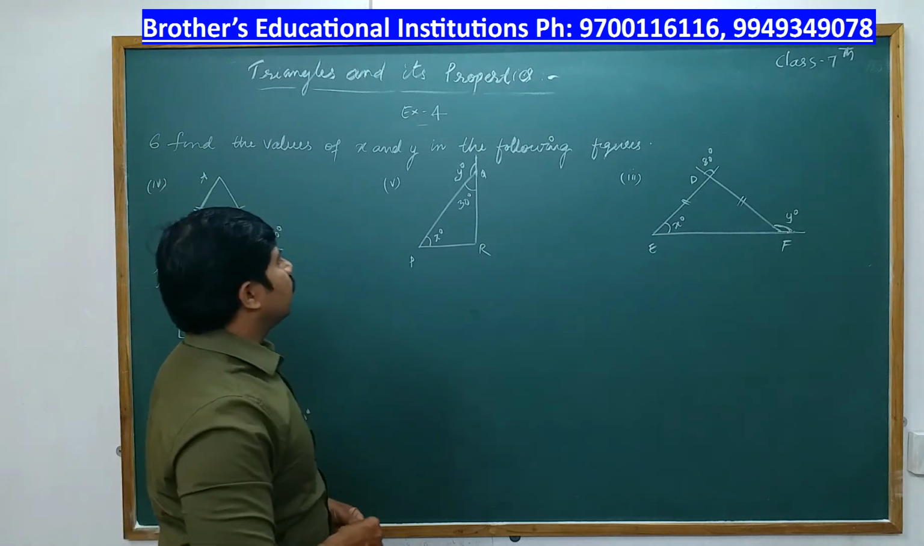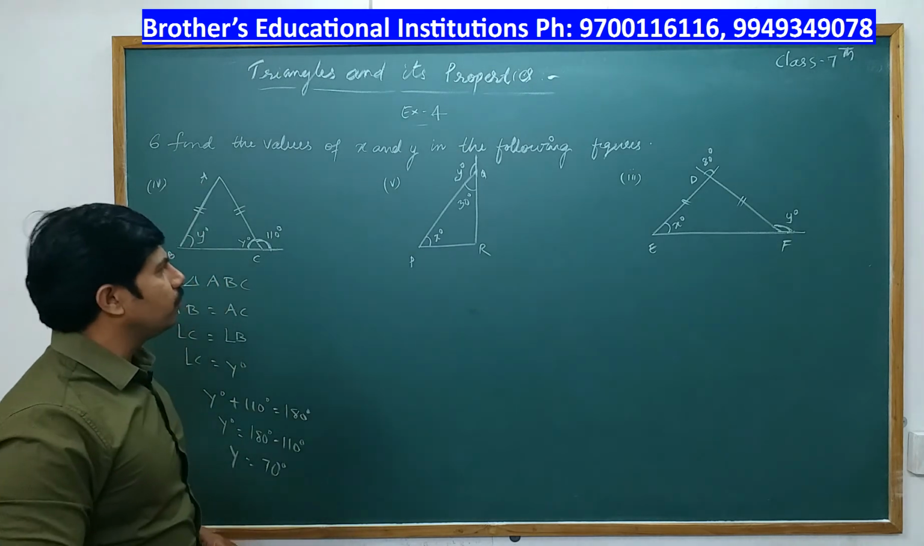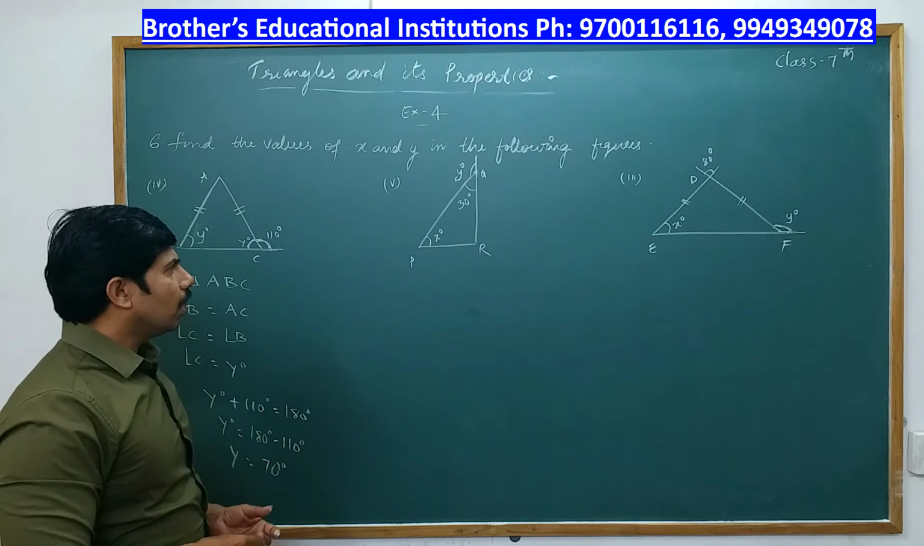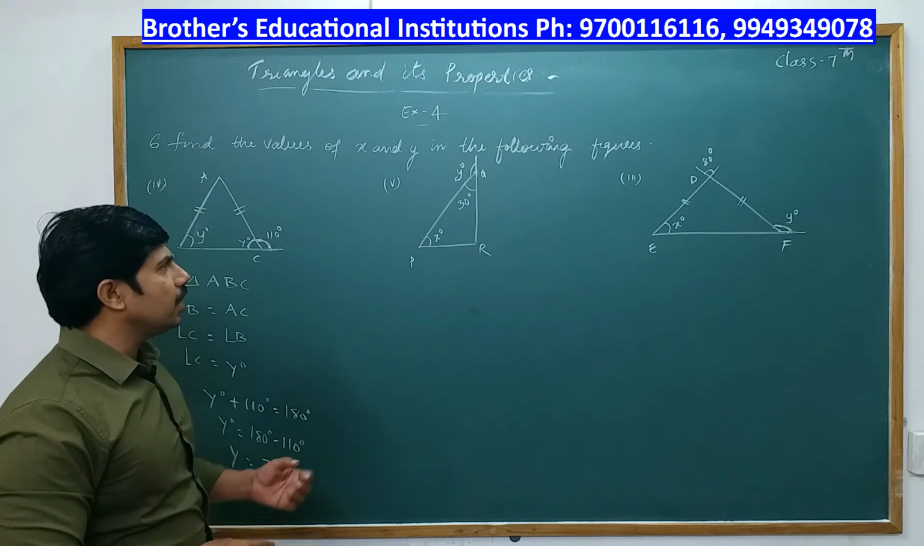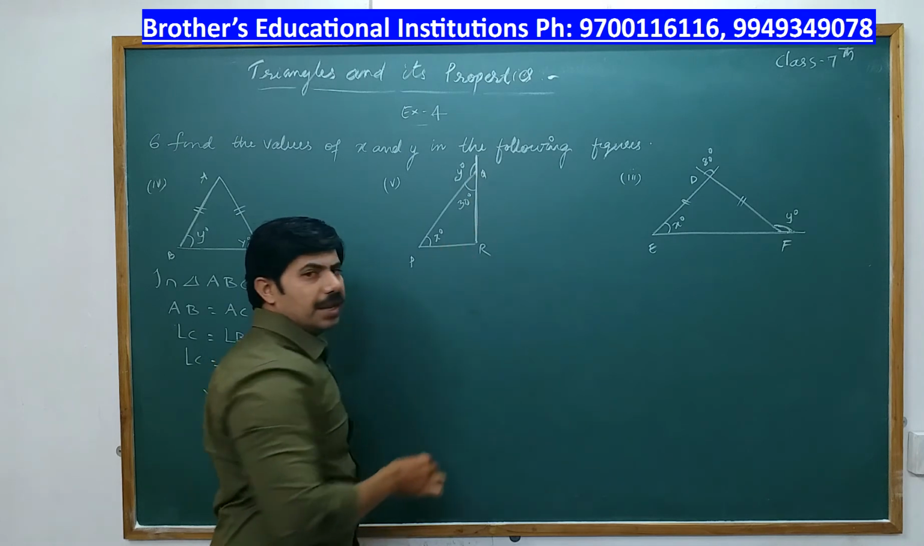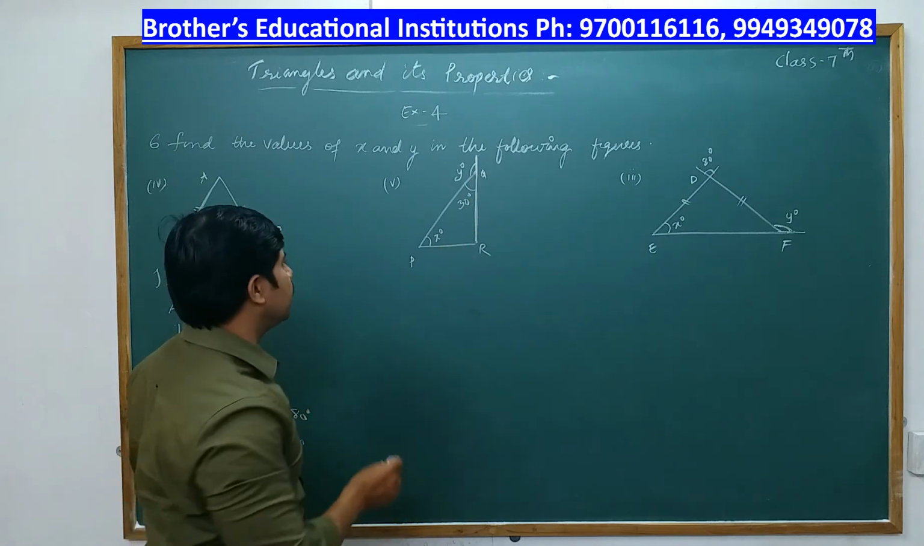Here we have to find out y and x, both we need to find. So how to find out y? Clearly, this is a straight line. QR is a straight line. Angle in a straight line is 180 degrees.